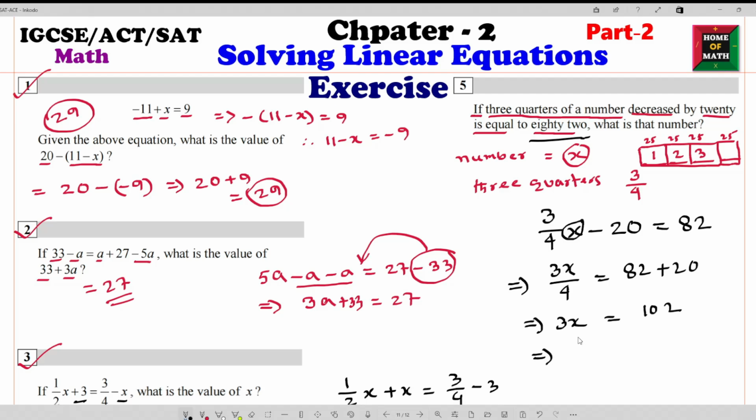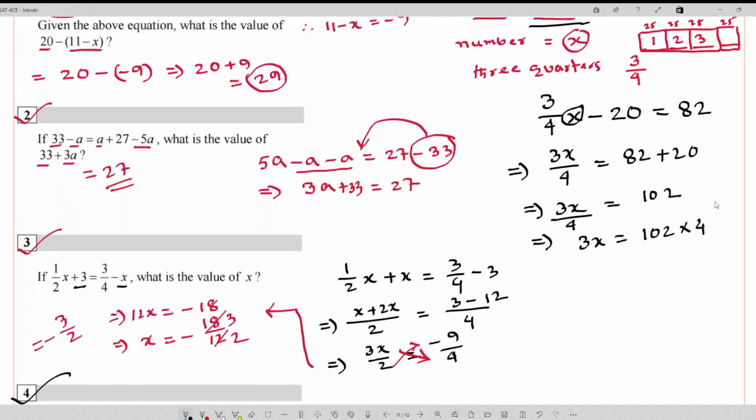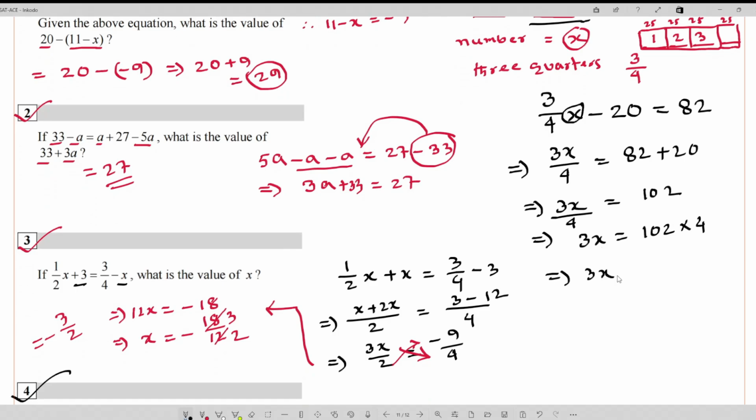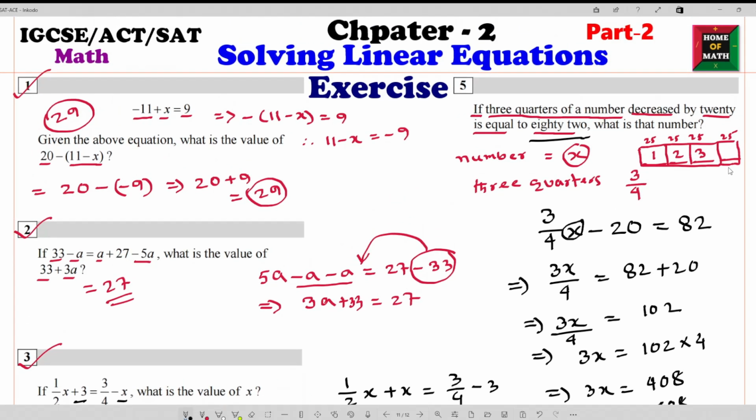then we divide 4. Now 3x equals 102 times 4, right? Then 3x equals 408. Now we divide both sides by 3. 408 divide 3, and the answer is 136. So our number is what? Our number is x equals 136. Okay, hope you cleared this one.